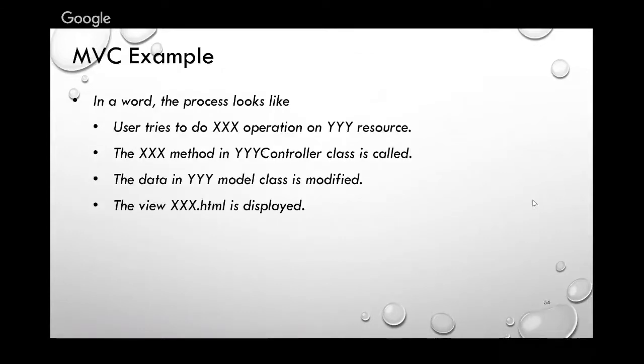So in summary, everything is just like a user tries to do some operation on some resource. Post is just like a resource, or an object. So some method in something controller will be called, and then a new something model class is modified, and then also the view page something.html will be updated and displayed to the user. So I call this resource-oriented architecture, or RESTful API, RESTful interface. You can read more about it.